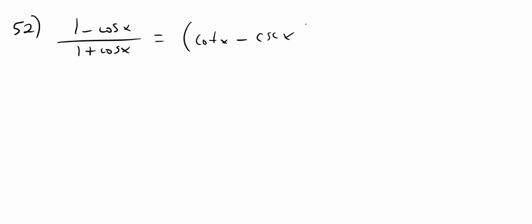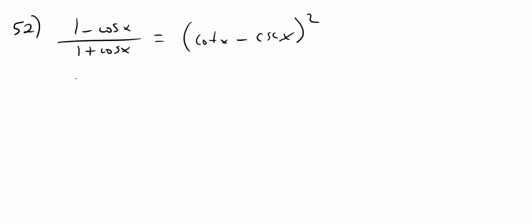So it's 1 minus cosine of x over 1 plus cosine of x equals parentheses cotangent of x minus cosecant of x quantity squared. Well, this was a little more difficult, math fans, to figure out which side's more difficult. Because you might look at the right and say, gee, that's squared. And then you look at the left and say, well, it's a fraction. I would probably say that the left side is more difficult to turn it into. You could probably do it either way, but I'm going to work on the left side.